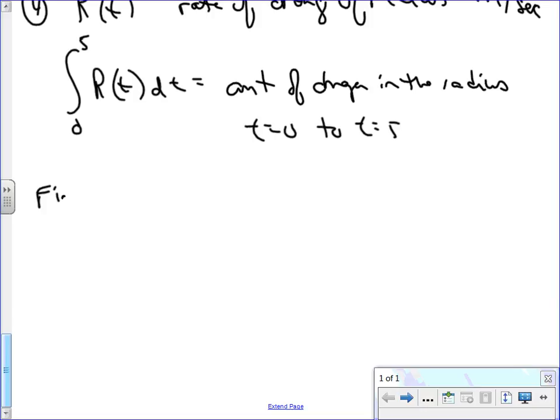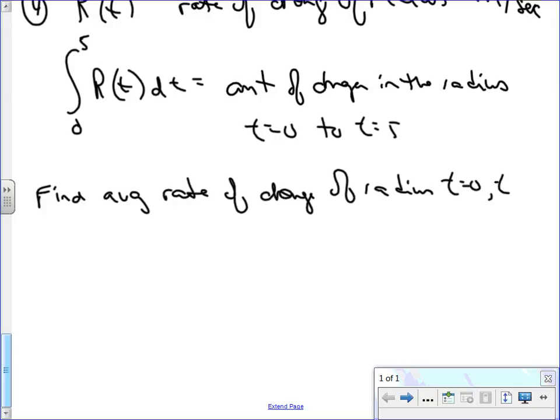If I say, find the average rate of change of the radius from t equals 0 to t equals 5, have you written something down? Average rate of change in the radius.